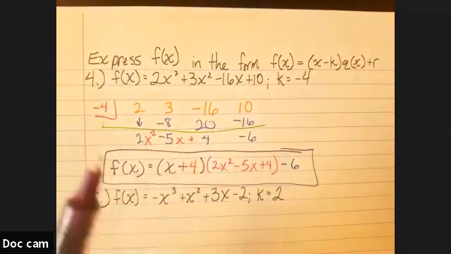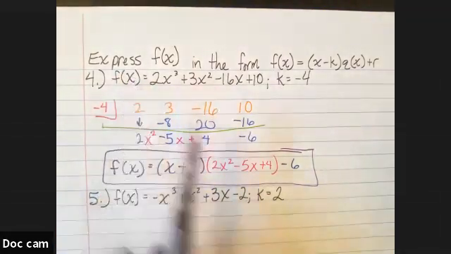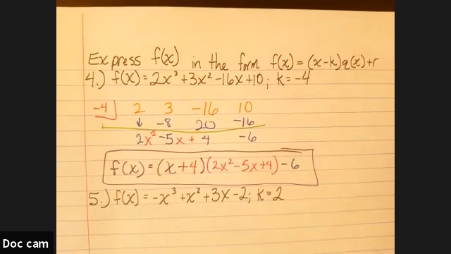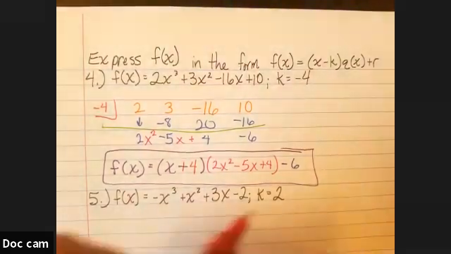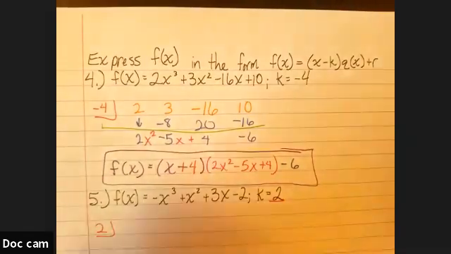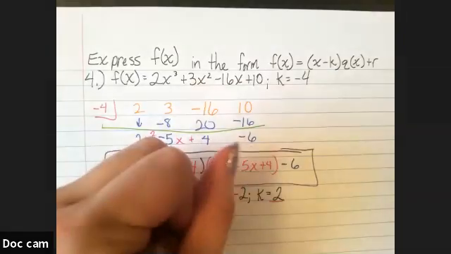All right, so this is actually equal to the original function. It's just kind of factored out, but not really because it has a remainder. So. And then number 5, same thing. So put that 2 in the box. Then your coefficients, you have negative 1, 1, 3, negative 2.